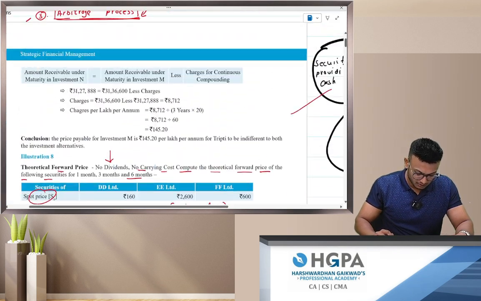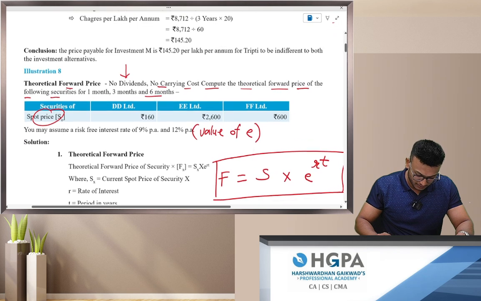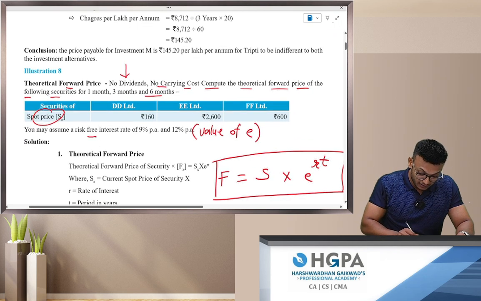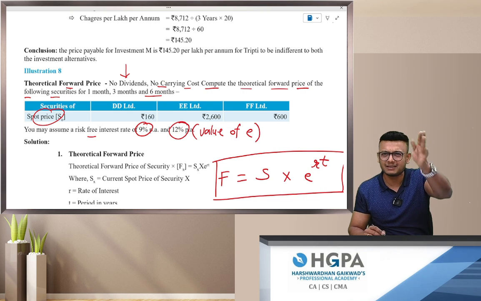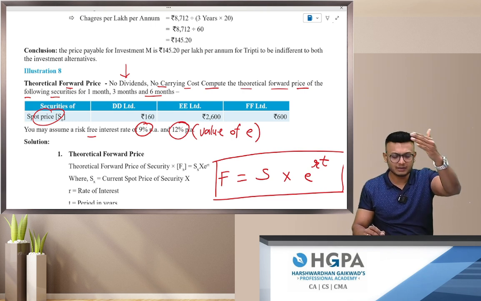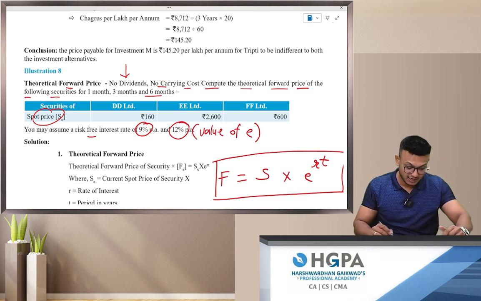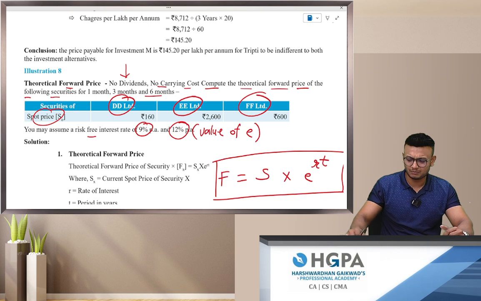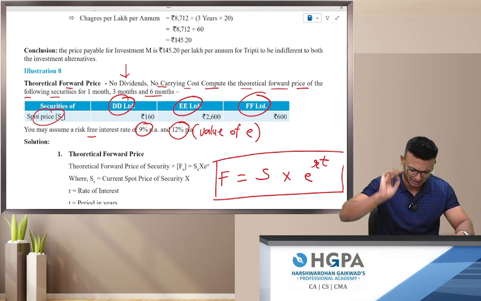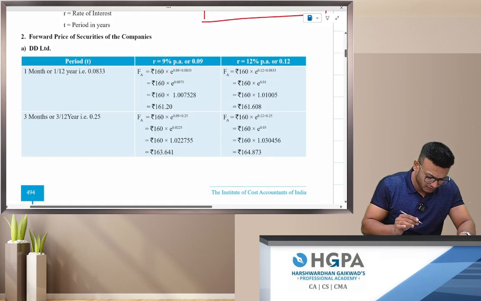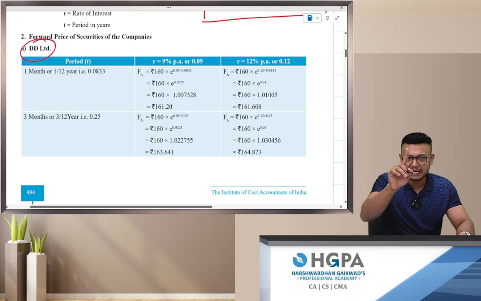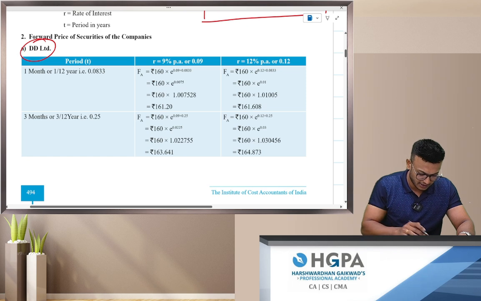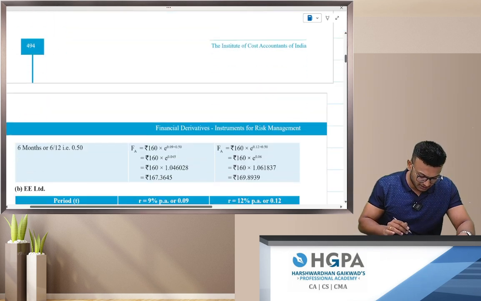Now in the question they've also told you that the interest rate is 9% and 12%. That means you have to do it for 2 things and 3 times you will do it. So 1 month, 3 months, 6 months, and also there are 3 companies. It's a big question, but if you understand one out of that, it is more than enough. So first we will do it for DD Limited. We take one company and mark 3: first 1 month, 3 months, and then 6 months.